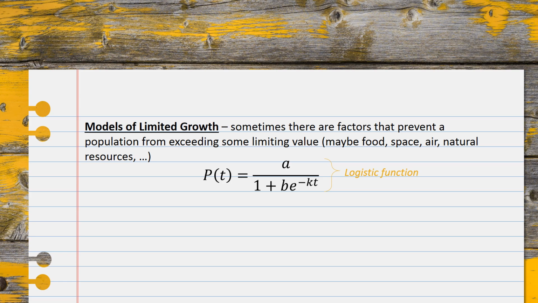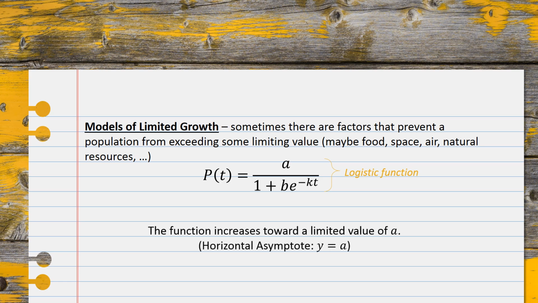Look at the room that you are in now. Could you possibly physically fit 1 million people in that room? No, because there's constraints. The walls, the ceilings, the floors, you are limited to a certain amount of space. And that's what this function does. Now, this function increases towards a limited value of A, meaning that's its max capacity. So graphically, it means there will be a horizontal asymptote at y equals A. Let's look at an example.